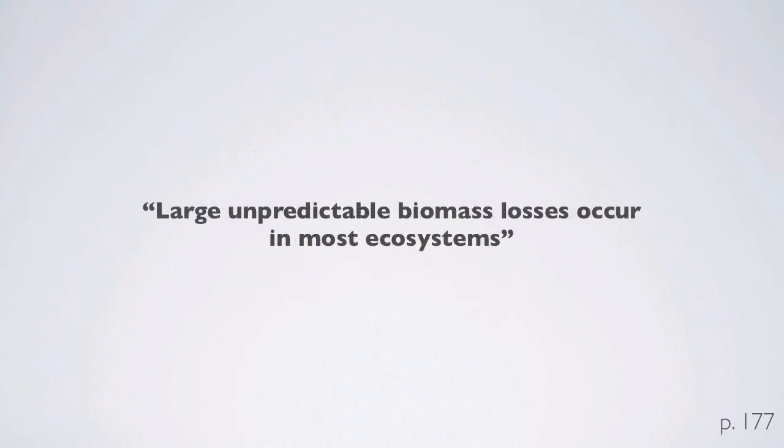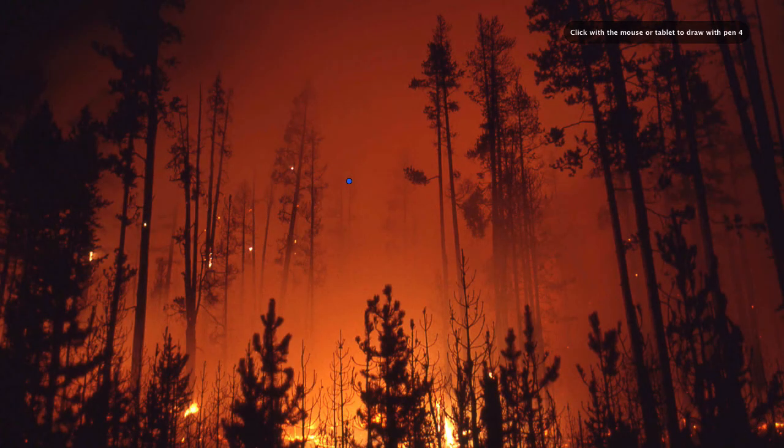Now, plant biomass is lost for other reasons that are often not necessarily under the control of the plant. Large, unpredictable biomass losses occur in most ecosystems. To be honest, almost all ecosystems have disturbances in one form or the other. So, for example, a lot of forests will have periodic fires. And when these fires occur, almost all the plants will be killed, and the next generation will start after that fire.